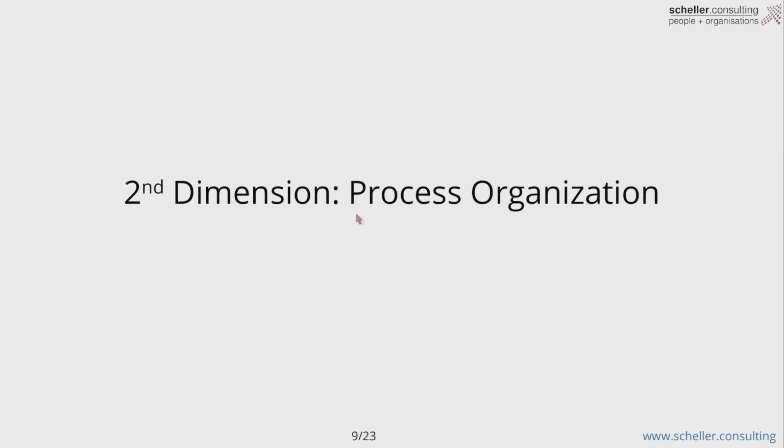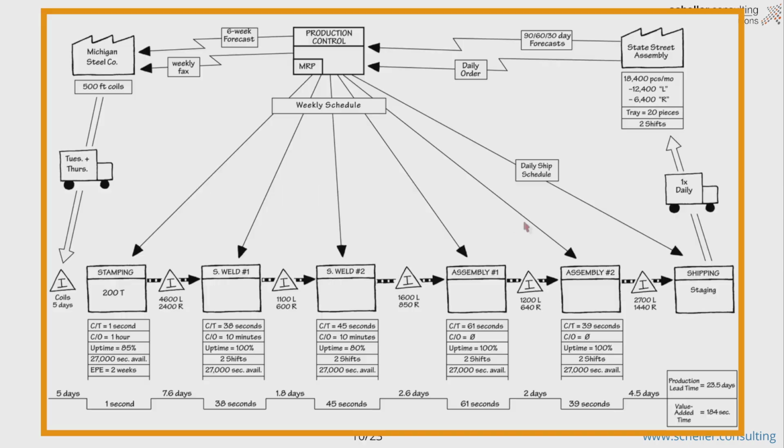The second dimension is about the process organization. This could look like this. You probably have seen this. So that's the process organization of a company. They buy some material, they are processing this material, and they deliver their products. And you see some numbers here, you see some times, and you see the production time, value add time, and so on. So this is about value creation.